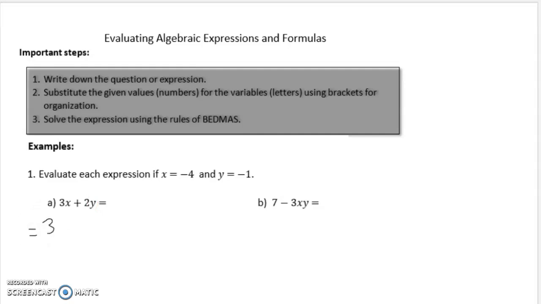So I'm going to have a 3, but instead of x, now I'm going to substitute in -4. So up here, instead of 3 times x, it's 3 times -4. Then our positive stays the same, and our 2 stays the same. But instead of multiplying 2 by y, we're going to multiply it by -1.